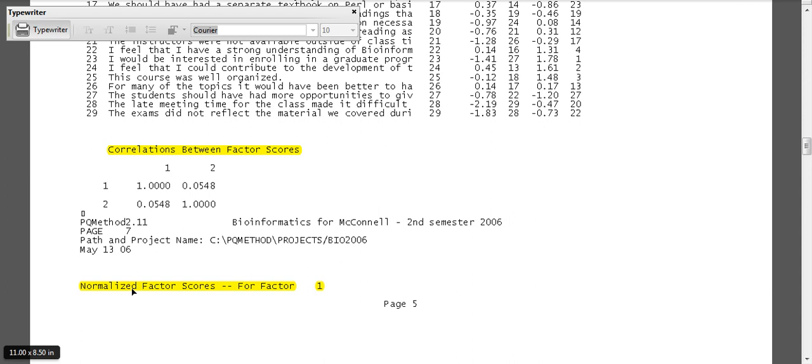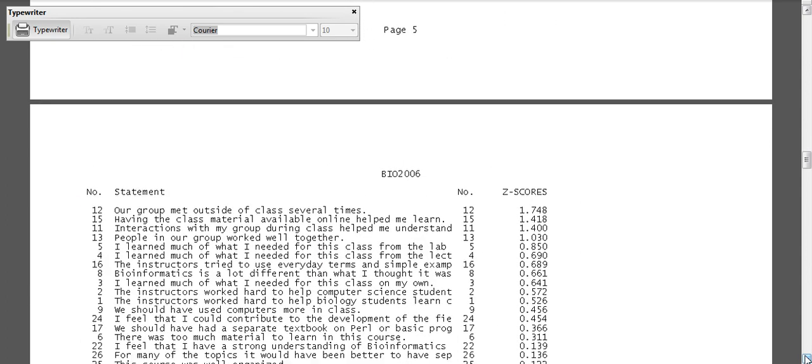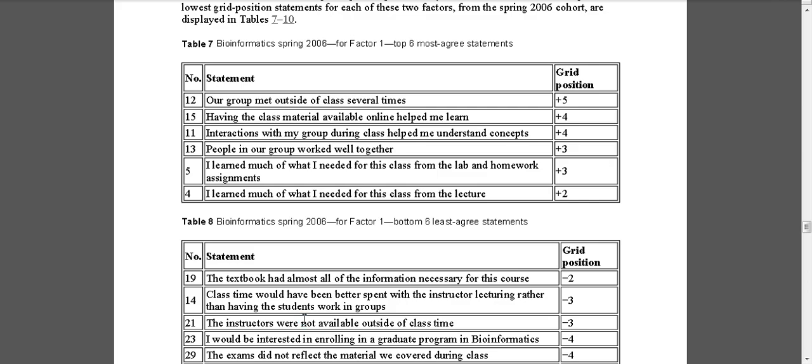And so then the next thing we have is normalized factor scores for factor 1. And if we go there, we see our statements. And so this first statement here, that would be the +5. And I think there were two here that were +5. And then it goes from there. So I might want to label that if I cheat, so to speak, and come over here. I can see, I guess there was only one at +5. Here are those very statements, right?